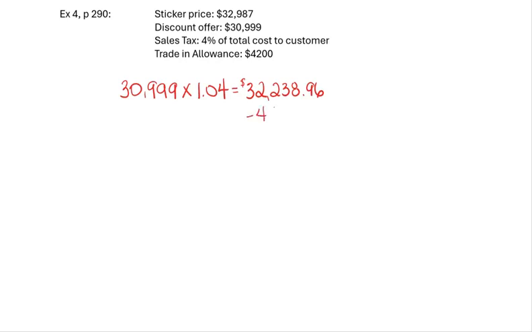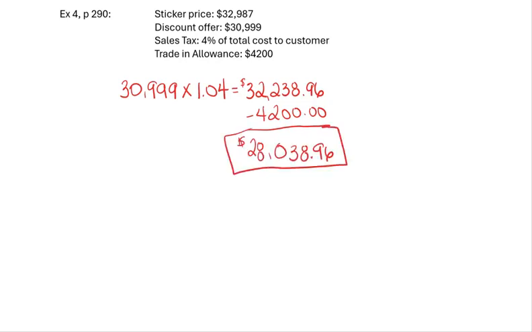So if I leave that, that's part of my payment. Again, I can't take that off first and then figure taxes because it's not a discounted rate. It's just part of my payment. So when I subtract these two numbers, I get a total of $28,038.96. That is what it's going to cost me to drive this vehicle off of the lot.